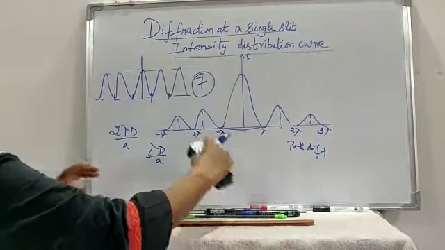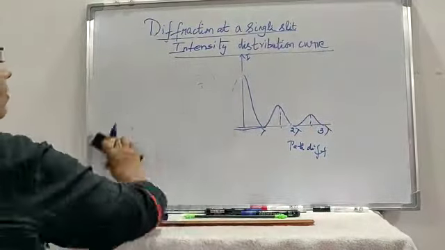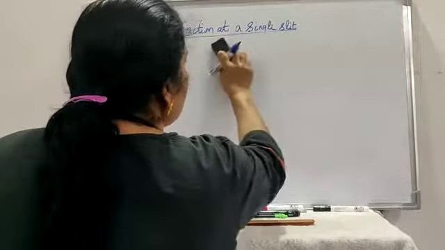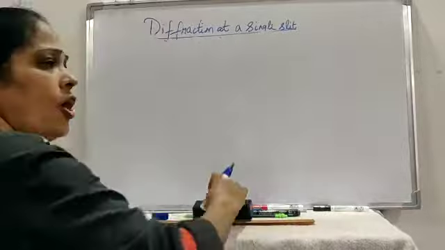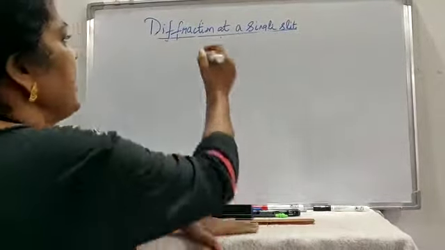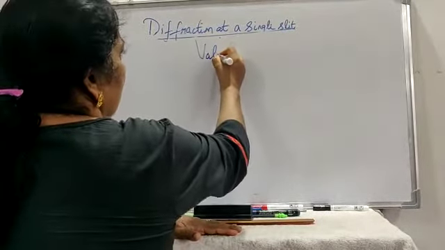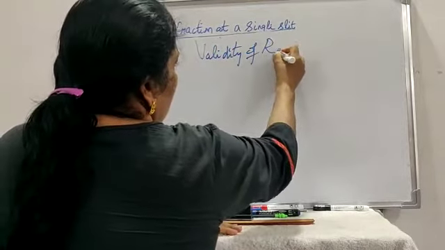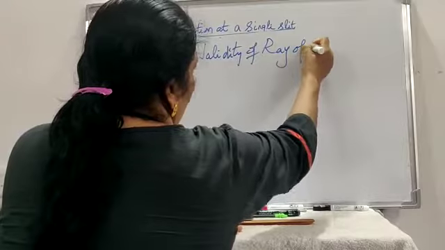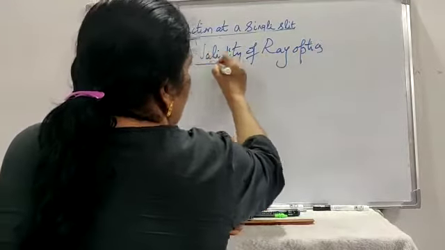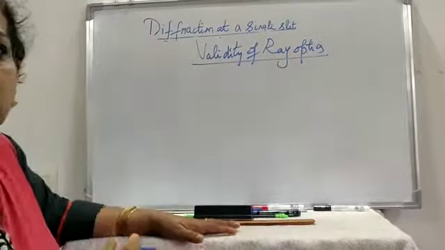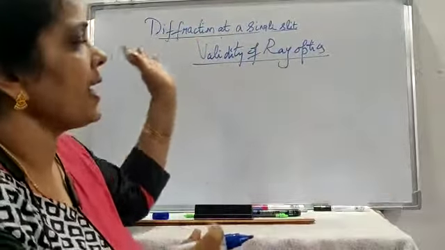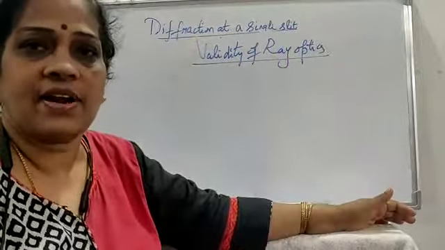Now, next we have to see the validity of ray optics, or ray optics as the limiting case of wave optics. What do you mean by validity of ray optics? When light passes through a slit, light can travel either in a straight line or it can bend and you can get a diffraction pattern.